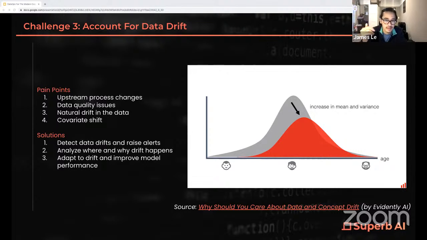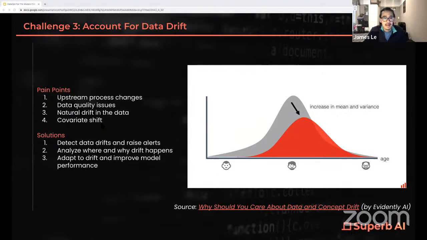It drifts because it comes from a dynamic and time-evolving distribution, and that means when the data drifts, your model performance is going to go down and it suffers, right? And it's going to decrease over time, leading to, like, business losing money, for instance. There are different causes for data drift, like upstream process change, data quality issues, natural drift in the data, covariance, for instance.